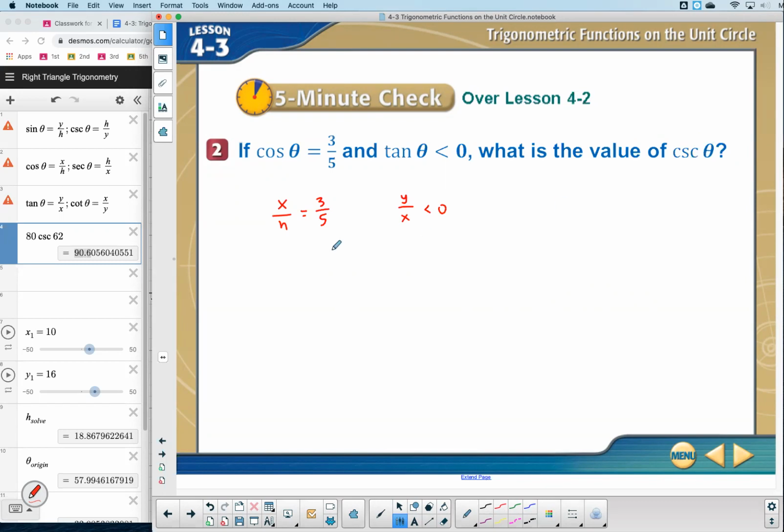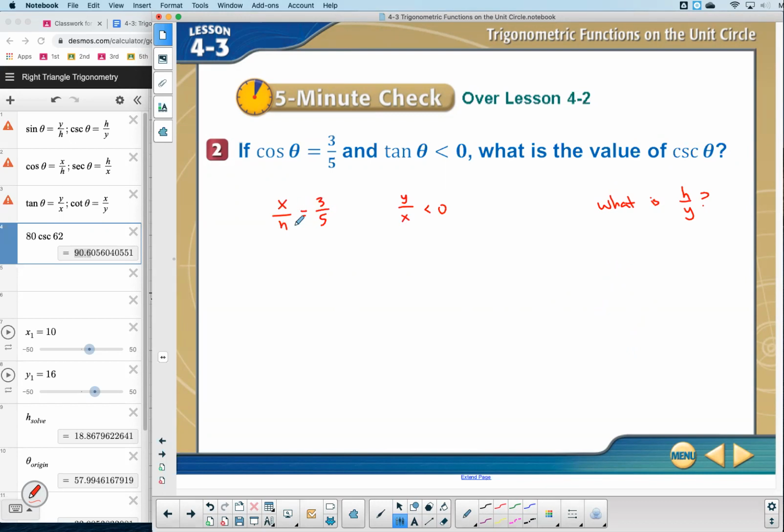And this says, what is cosecant? Cosecant is h divided by y. That's what we're looking for. I could say, just use proper English, what is y over h? That's what I'm trying to find. Okay, so let's go through and solve this.